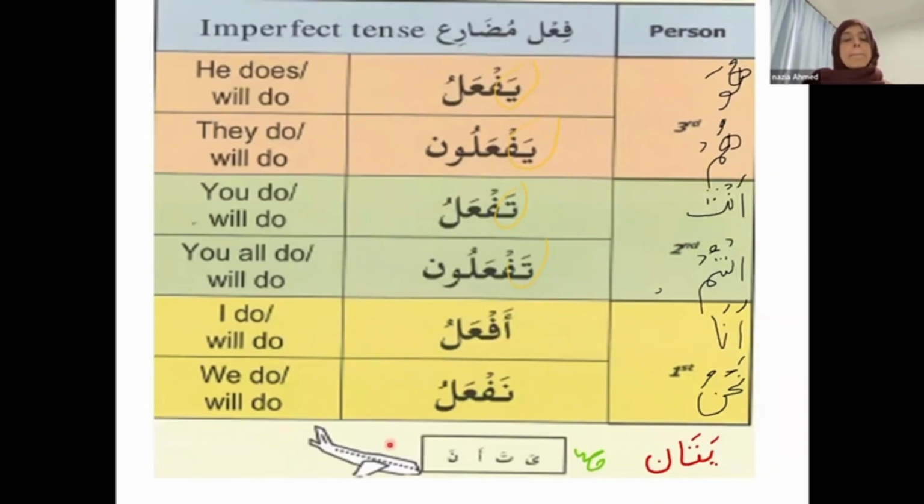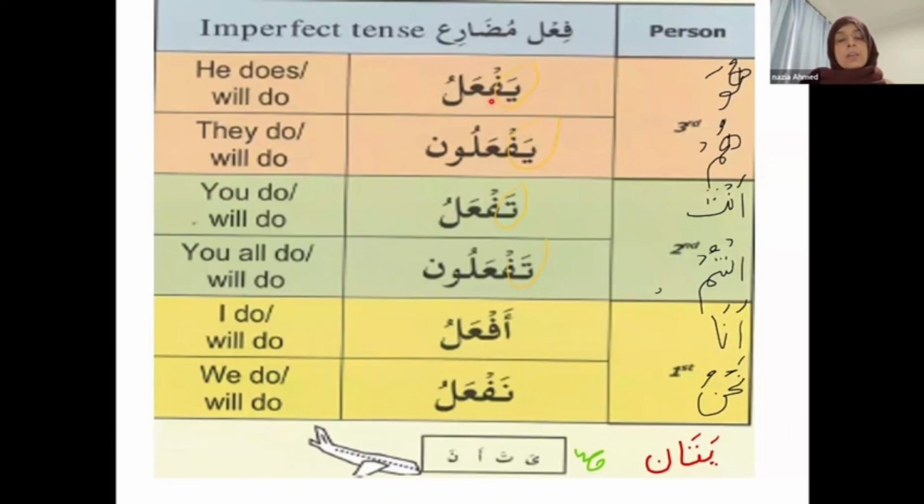So let's begin. Three-letter word, fa, ain, lam. Here you go. I want you to put dhamma, pesh on all the lams. It's going to stay constant. Okay, dhamma on all the lams. All right, we're going to do it in the worksheet on the next slide.